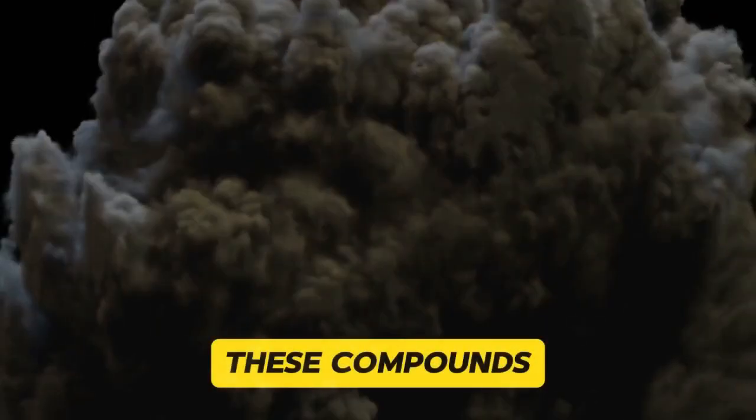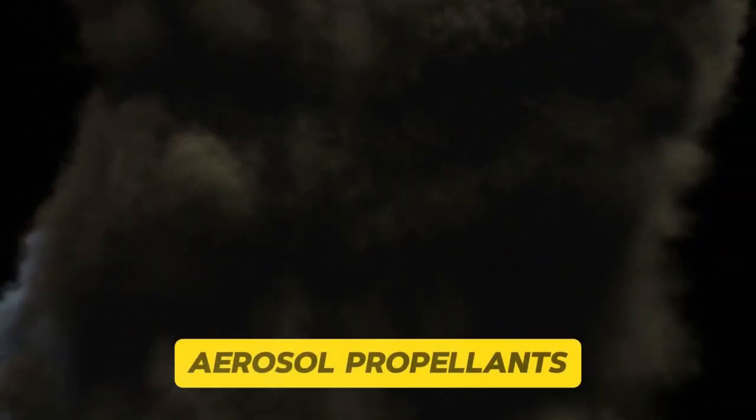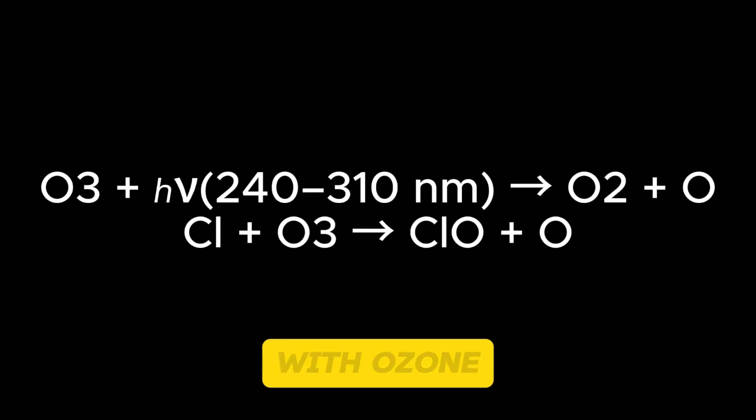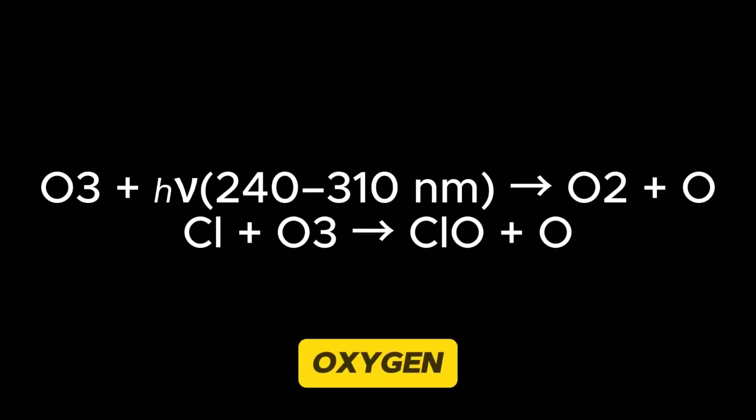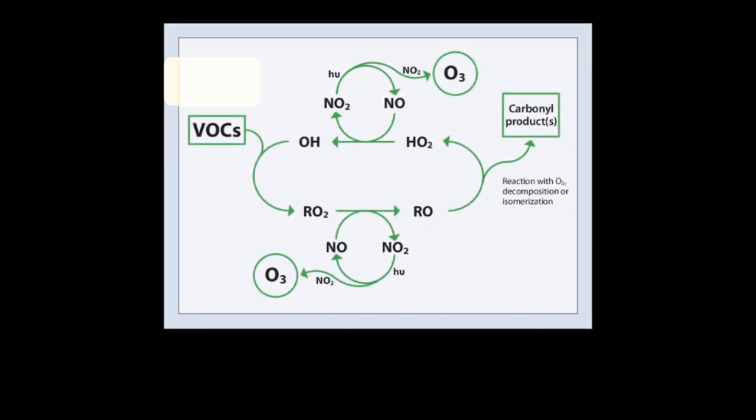Number 1, chlorofluorocarbons (CFCs) and other halogenated organic compounds. These compounds, which are commonly used as refrigerants, solvents, and aerosol propellants, release chlorine and bromine atoms when they reach the stratosphere. These atoms then react with ozone, breaking it down into oxygen (O2) and preventing it from absorbing UV radiation.